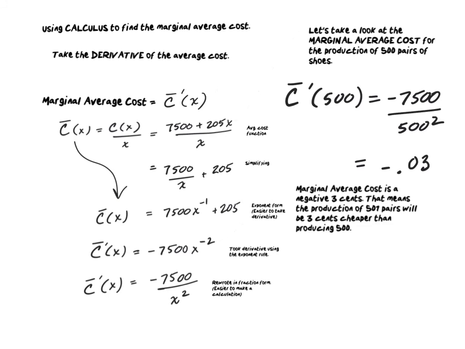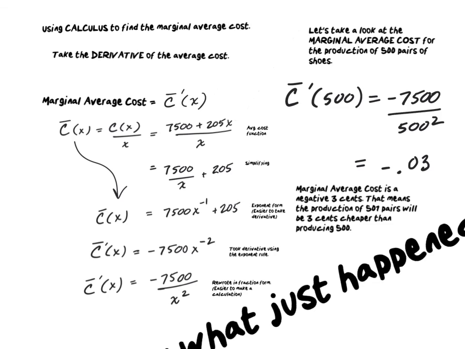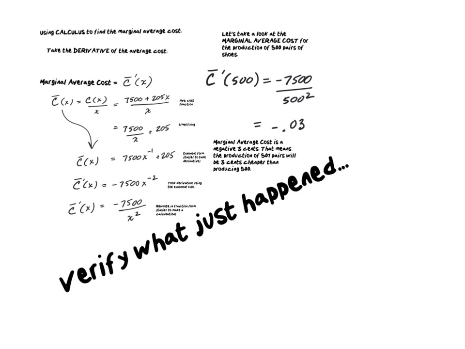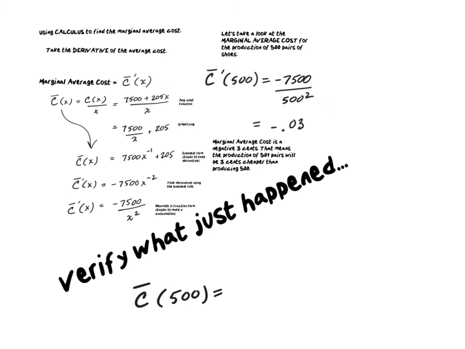This basically means that if I were to produce 501 pairs, that would be 3 cents cheaper than making an order for 500 pairs. And we can verify everything that we just did. So let's look at the average cost for 500 pairs. That's $220 per unit. Let's look at the average for 501 pairs. That's $219.97 per unit. And basically, that verifies that it is 3 cents cheaper than what it would cost to do 500 pairs.